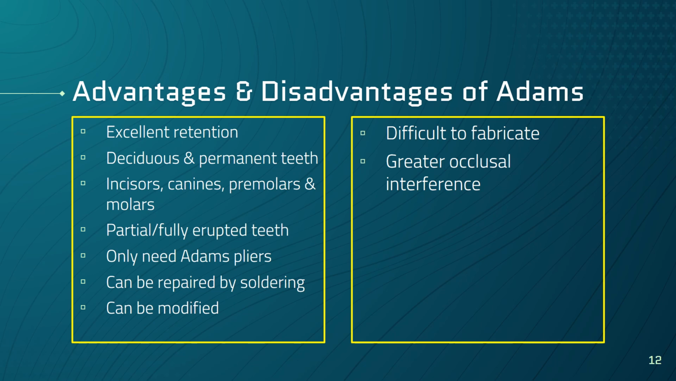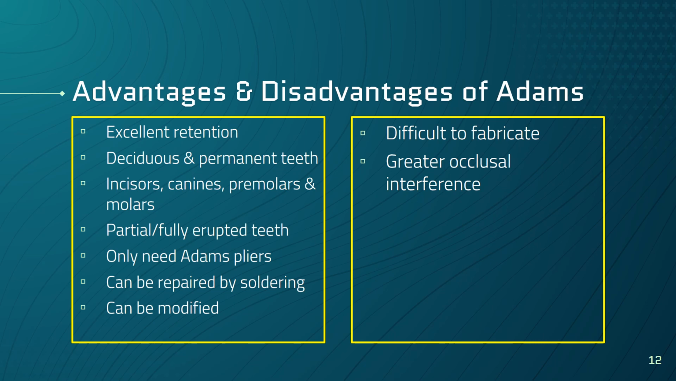Now, what are the advantages and disadvantages of the Adams clasp? The advantage is it provides excellent retention. It can be used on deciduous or permanent teeth. It can be used on incisors, canines, premolars, and molars. It can be used on partially or fully erupted teeth with certain modifications, of course. All you need to fabricate the Adams clasp is Adams pliers, and it can easily be repaired by soldering, and it can be modified.